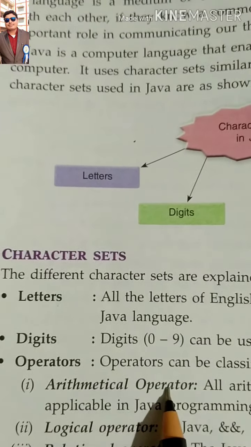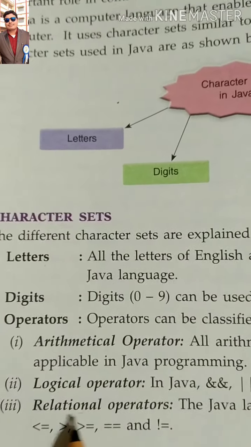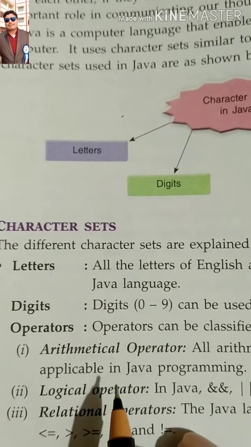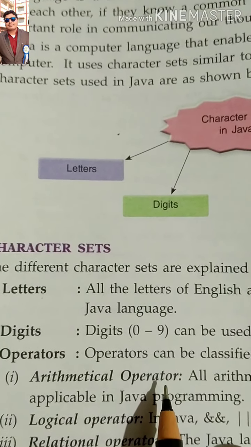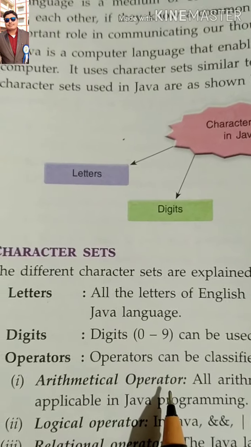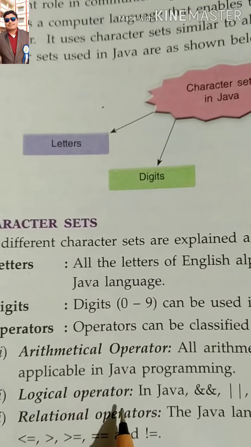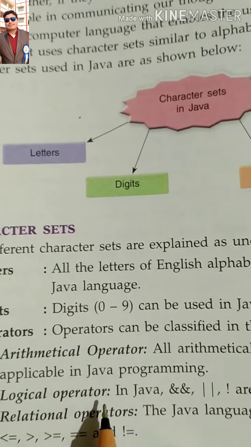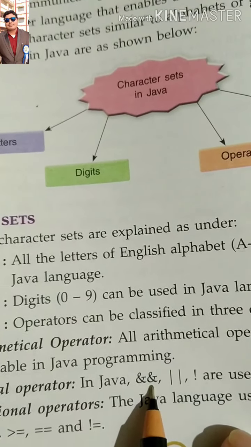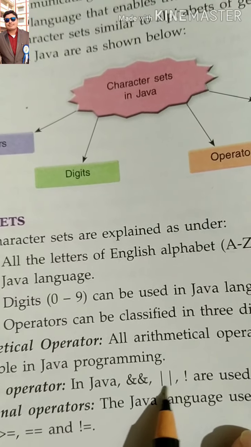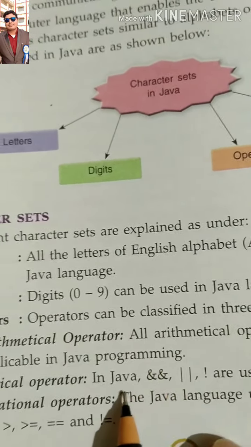Operators, we have 3 types. First is arithmetical operators, second is logical operators, and third is relational operators. Arithmetical operators calculate arithmetical calculations like addition, subtraction, multiplication, division, etc. Logical operators, mostly we have 3 types. First, this is the symbol of the AND operator. After that we have the OR operator and the NOT operator. Generally we use all these 3 operators.